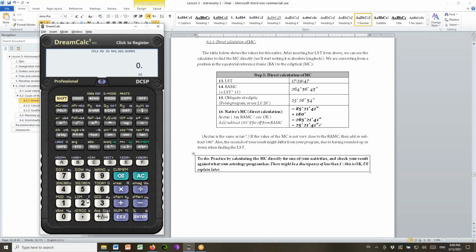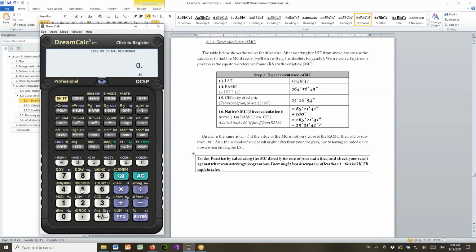Now you can use, again, your keypad and the star button and the slash button on your keypad on your computer, or you can click these buttons. I think I'll click the buttons here so that you can see it visually. So the first thing we need to do is find the right ascension of the midheaven, and that is done very easily simply by multiplying the local sidereal time by 15, and you can see the instruction here under step 14. So what we're going to do is put the local sidereal time into degree, minute, and second format, and we'll multiply it by 15.